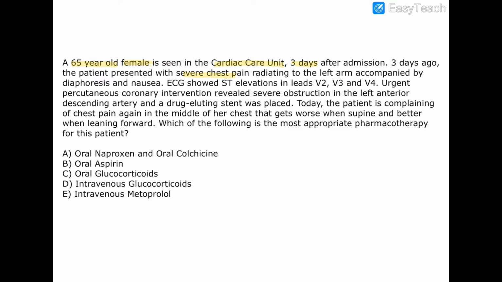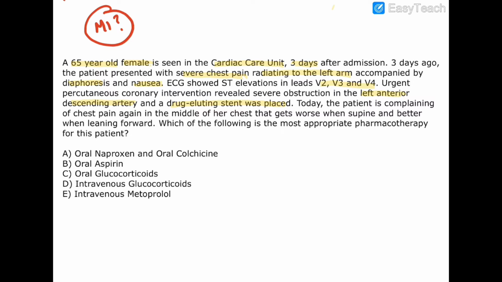3 days ago, she had severe chest pain radiating to the left arm with diaphoresis and nausea. This looks like an MI, right? An MI is a very strong possibility in this patient. So let's think about that. Now, carrying on with the question, the ECG showed ST elevations in leads V2, V3, and V4. Now, this is critical in learning in terms of which ST elevations in which leads connote to which artery being obstructed. Thankfully, this question has given us the answer, which is the left anterior descending artery. And we can also see an intervention was done where a drug-eluting stent was placed.